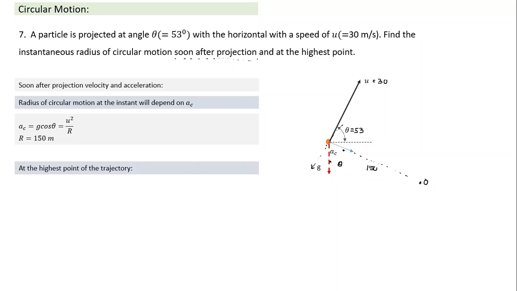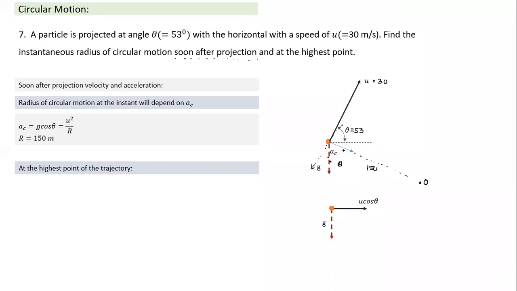What about the highest point of the trajectory? Whenever we need to find the radius, we need to think of two things: the velocity vector and the acceleration. At the highest point, if the angle of projection was theta, in general terms, the velocity will be u cos theta, and the acceleration will be downwards. Here g itself is the centripetal acceleration.